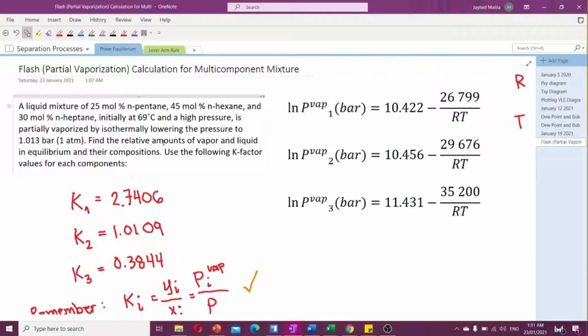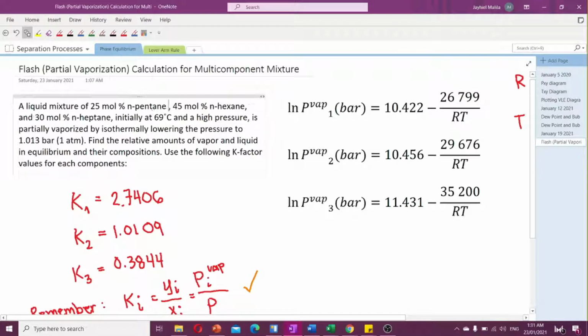We have here a flash, or what we call a partial vaporization calculation for a mixture containing more than two components. If you have watched my video on the estimation for the dew point and bubble point temperatures and pressures, you can see here in this problem that I am still using the same composition of the mixture. So I have here a liquid mixture containing 25 mole percent N-pentane, 45 mole percent N-hexane, and 30 mole percent N-heptane initially at 69 degrees Celsius and a high pressure.